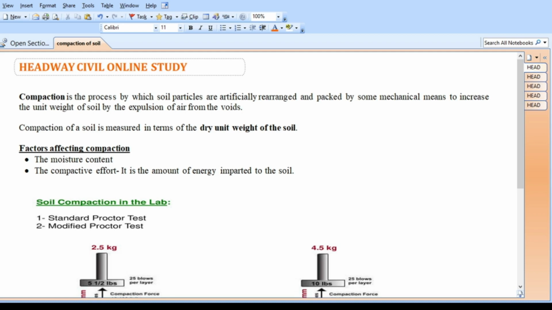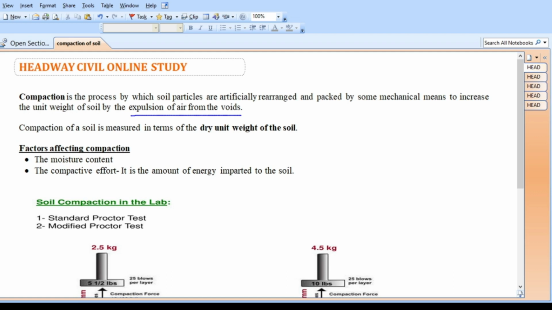In today's video, we'll be learning about the soil improvement technique by the process of compaction. So what is compaction? It is the process by which soil particles are artificially rearranged and packed by some mechanical means to increase the unit weight of the soil by the expulsion of air from the voids. So what we are trying to do by this process is rearrange the soil particles by some mechanical processes, and by increasing its dry density we are expelling the air from the voids.